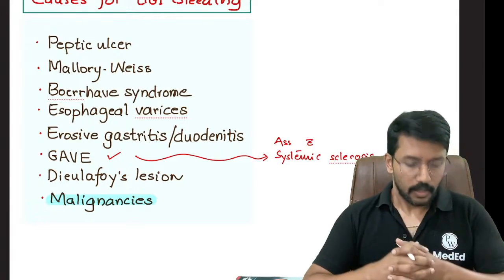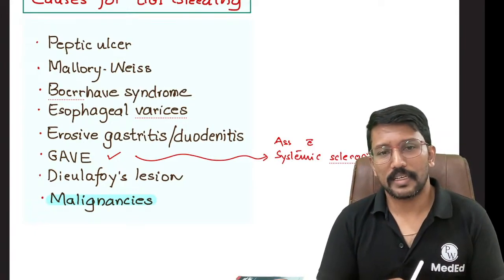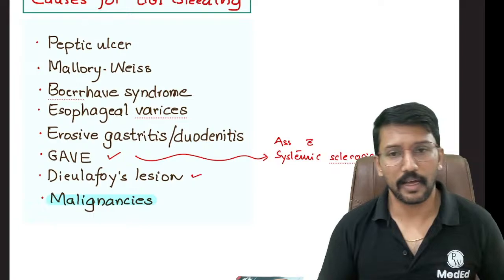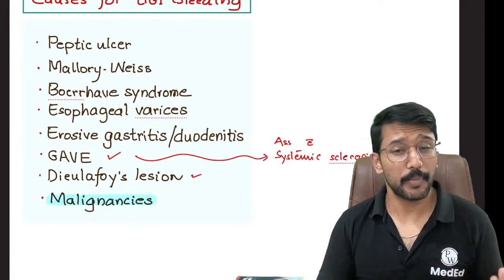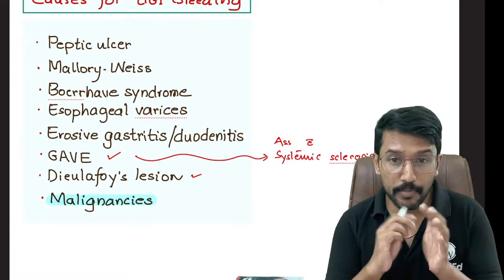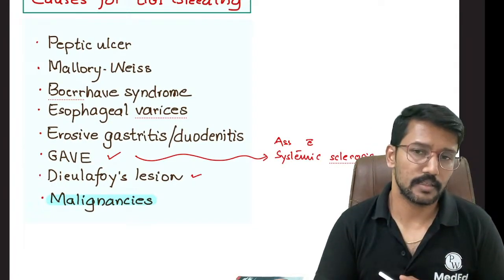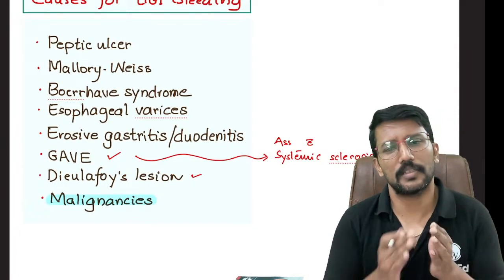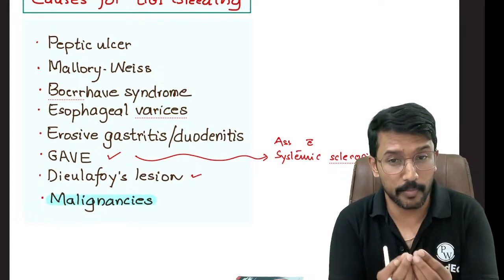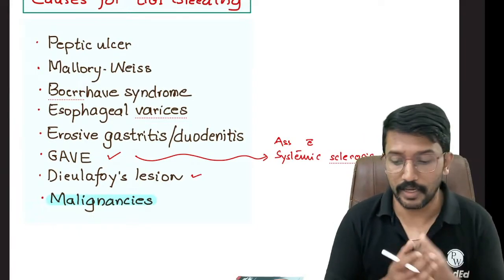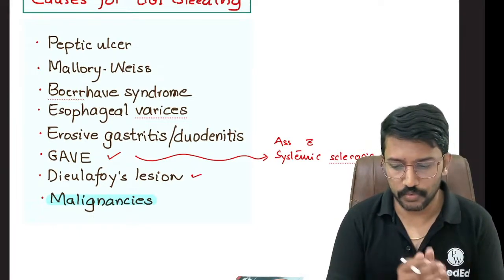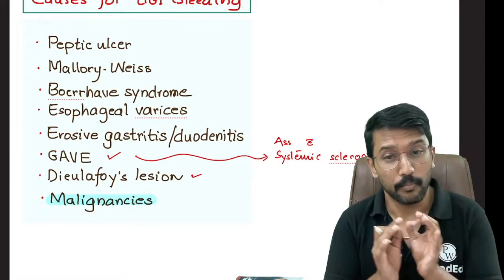Okay, then anybody knows what is Dieulafoy's lesion? There is something called Dieulafoy's lesion. Some patients may have an aberrant blood vessel running just beneath the esophageal mucosa, and if there is a small erosion of the mucosa, the blood vessel will be exposed and it can bleed. So we call it Dieulafoy's lesion, right? Submucosal vessel which can bleed.